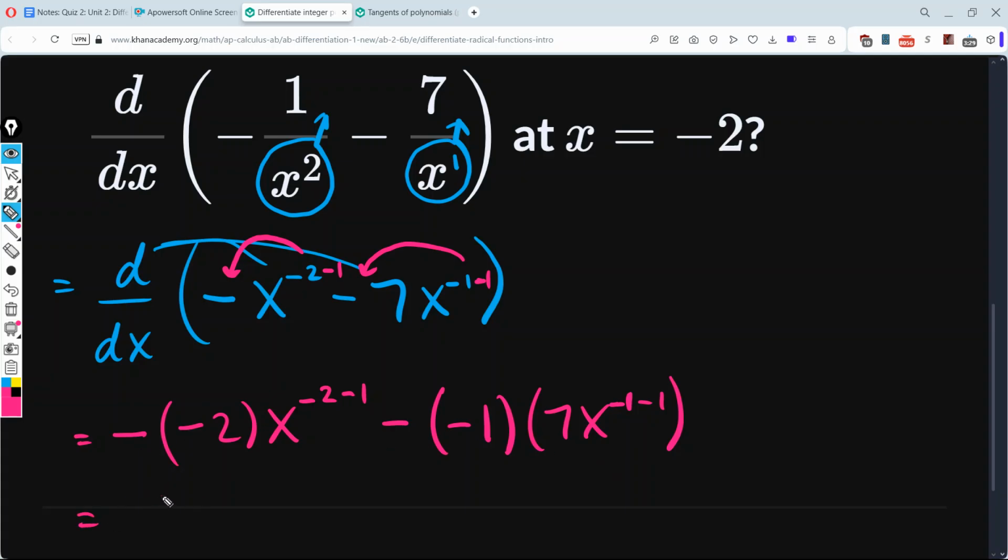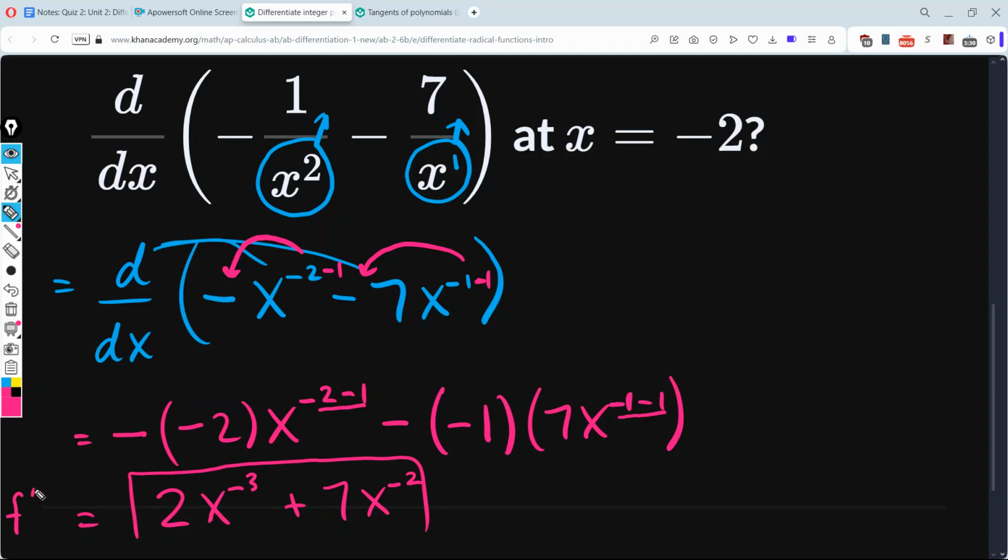Two negatives in a row make it positive 2. We have x, negative 2 minus 1 is going to be negative 3. Two negatives in a row make it positive, times 1 does nothing. This is positive 7, and the exponent on x is negative 1 minus 1, that's going to be a negative 2. All right, so this right here is our slope function, or derivative. This basically equals f prime of x.